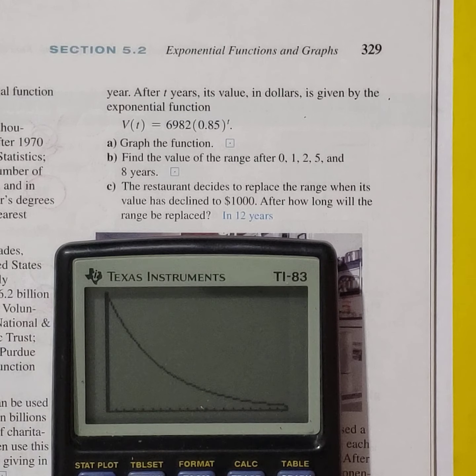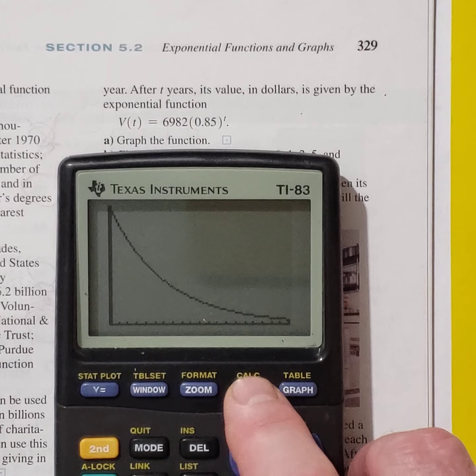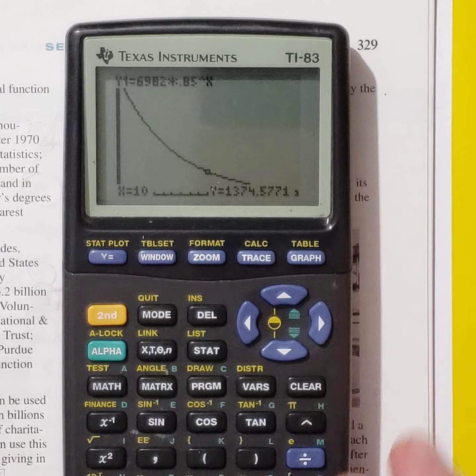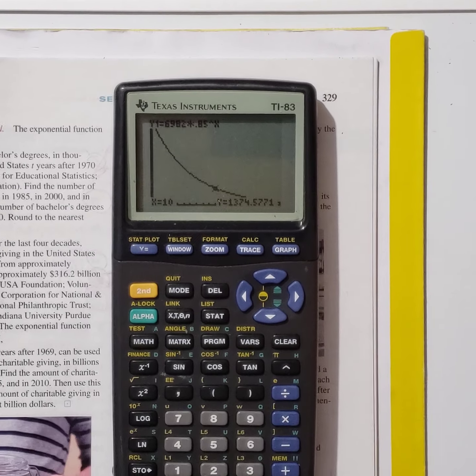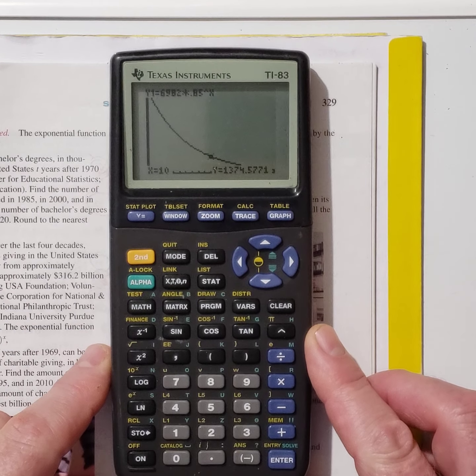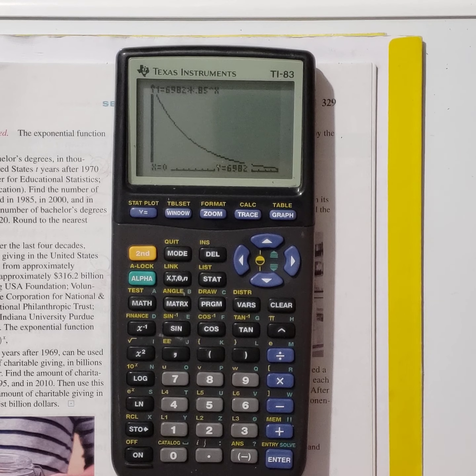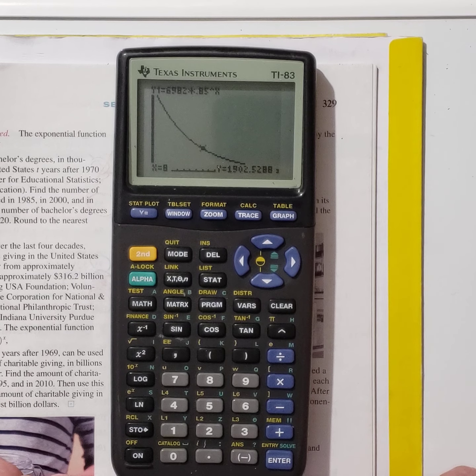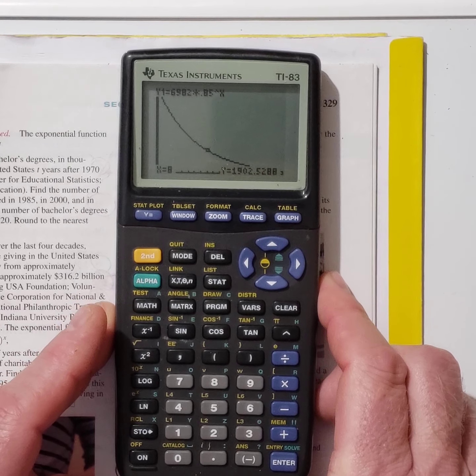That's really easy. If we know a year and we want the value, that's a trace problem. So we will go to trace, and then we can put in whatever value we want. Here, let me zoom back out a little bit. If we want to know the value after 0 years, put in 0. And it'll tell us $6,982. After 1 year, $5,934.70. After 5 years, 8 years, etc., we just need to put in the year, and it will give us the value after that many years. So that part's easy.